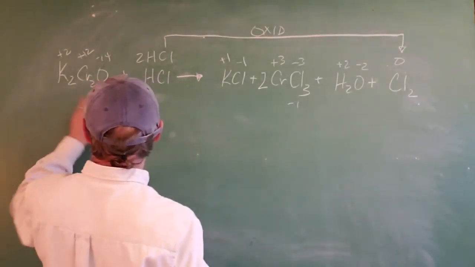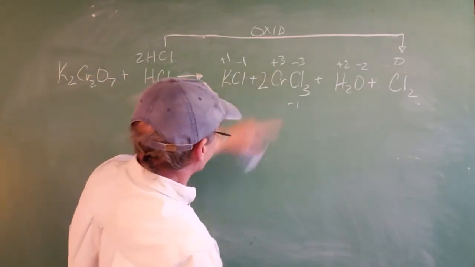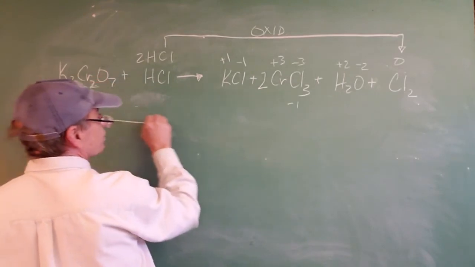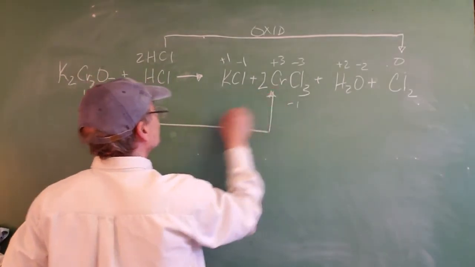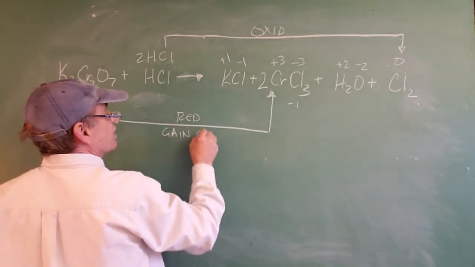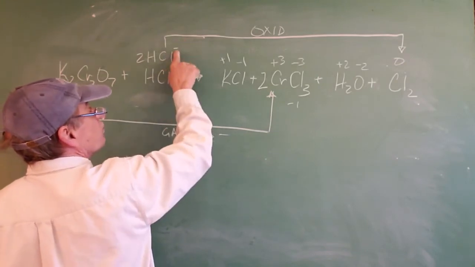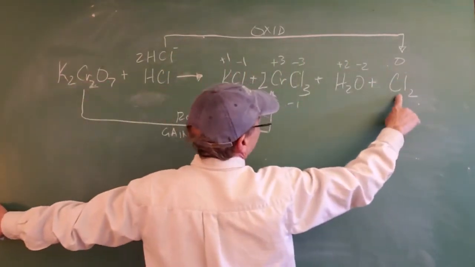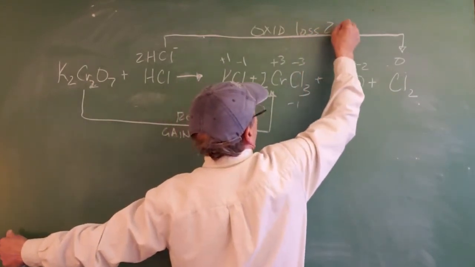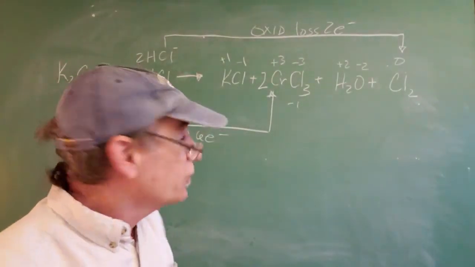Now notice something. If each of them went from +6 down to +3, that means each of these 2 chromiums gained 3 electrons. So the way this is currently written, this is a reduction and a gain of 6. The 2 chlorides that were here that were -1 each and became these 2 chlorines, each lost an electron, so this is only a loss of 2. All right, well, we can resolve that.